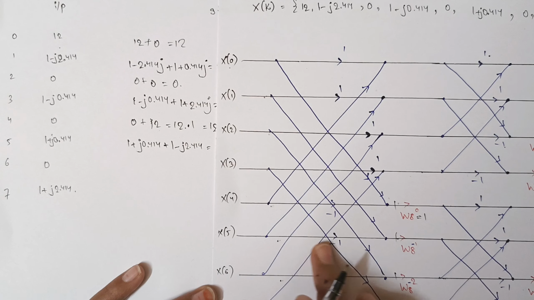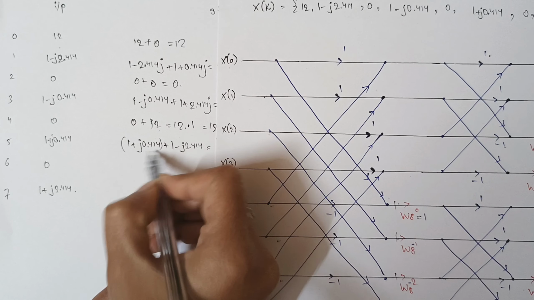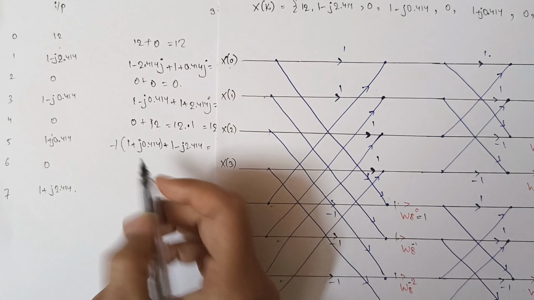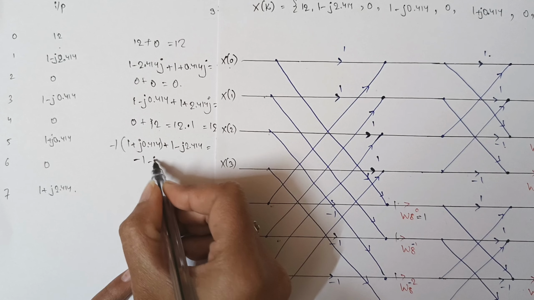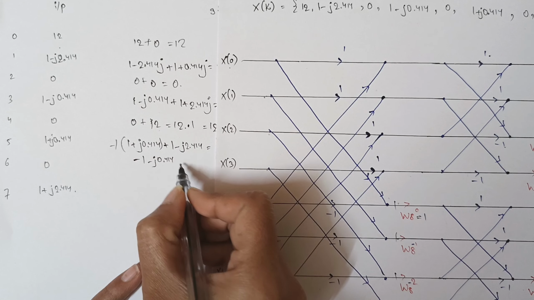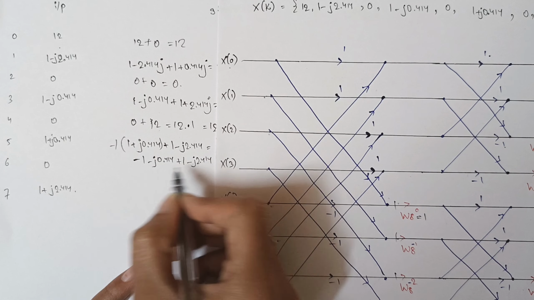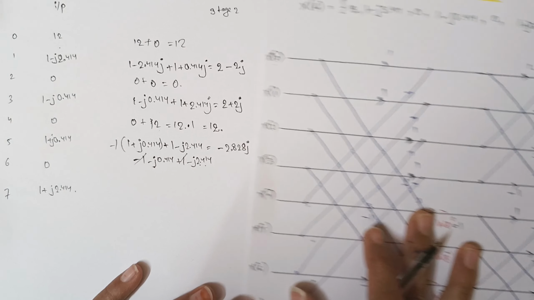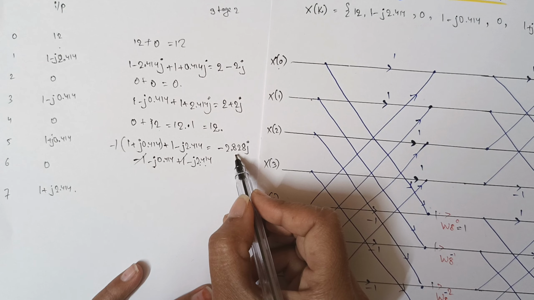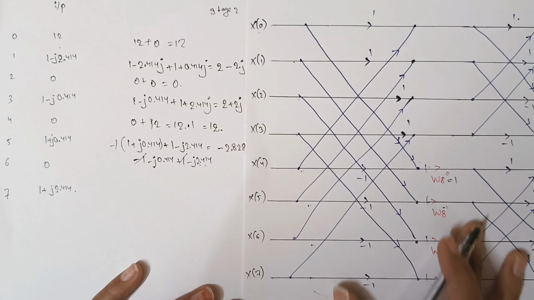And as this is getting multiplied by minus 1, we will multiply this by minus 1, and it will get equal to minus 1 minus j 0.414 and plus 1 minus j 2.414, and 1 will get cancelled, and these two will get added up, and we will get minus 2.828j. Now let's go to the 6th point.